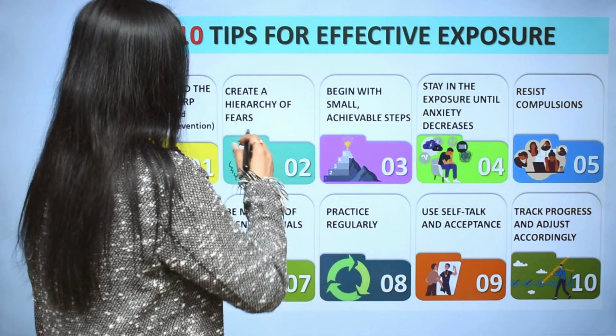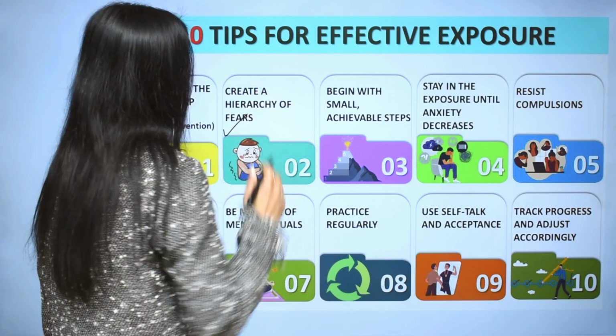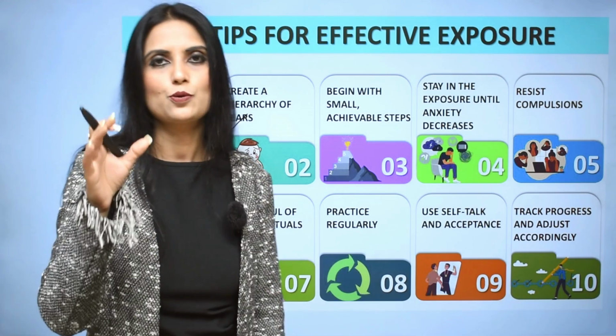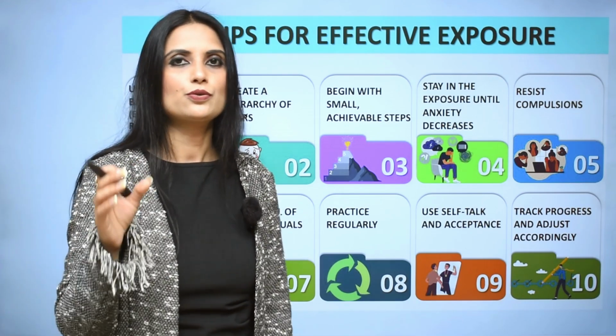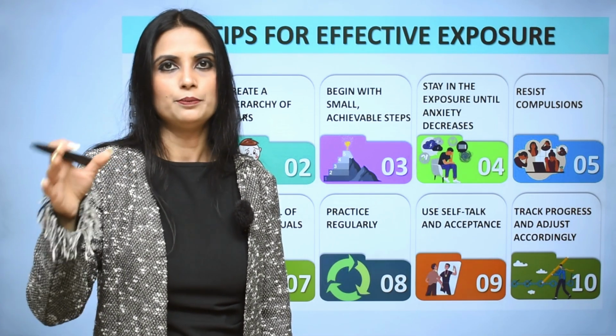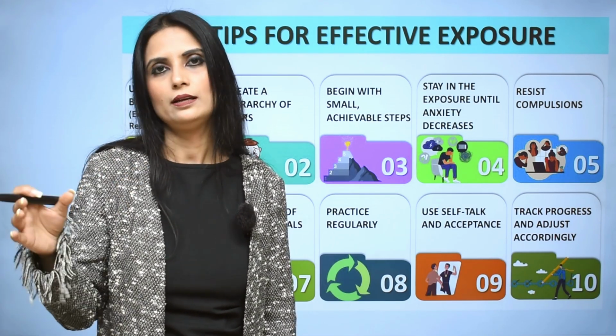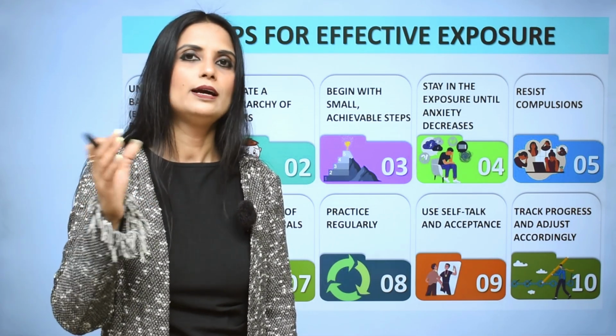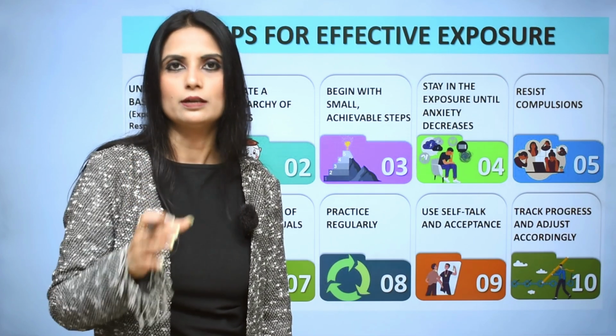Next step is to create a hierarchy of fears. You need to create an exposure hierarchy. You write down your triggers, your anxiety producing situations, then you rate them on a scale of 0 to 10, how anxious you feel when you are exposed to any particular trigger.